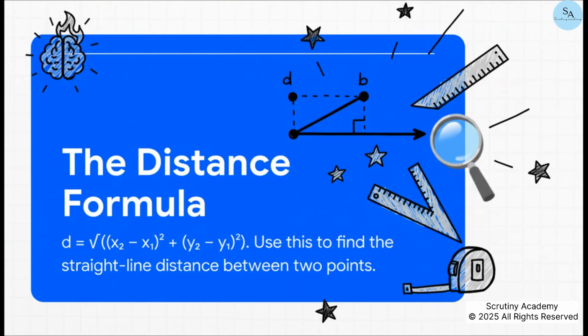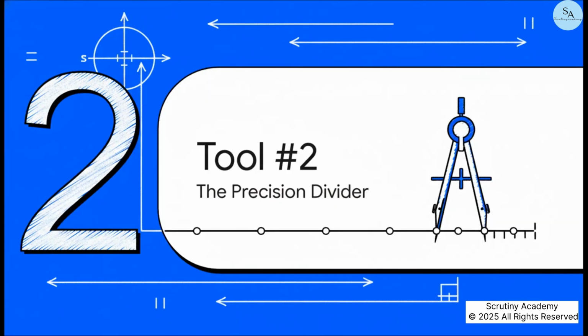And here it is, in all its glory. The distance d is the square root of (x2 minus x1) squared plus (y2 minus y1) squared. This is your ultimate measuring tape. Burn this image into your mind. This is the first critical tool in your toolkit, and you're going to use it all the time. Excellent. So now we can measure the length of any road.